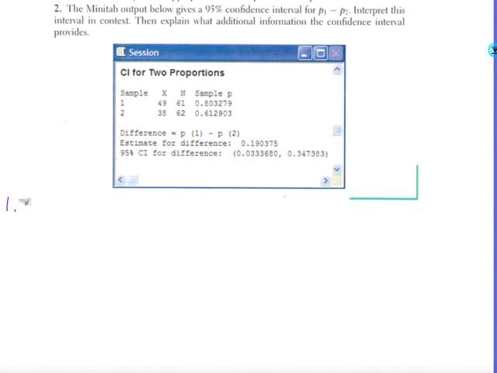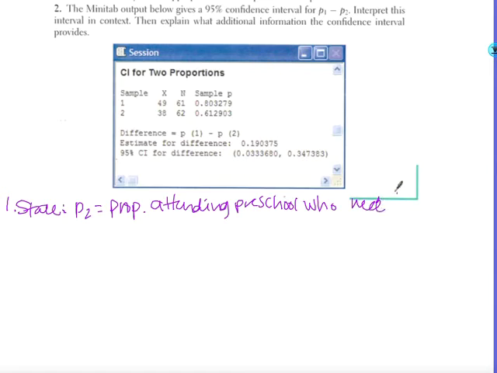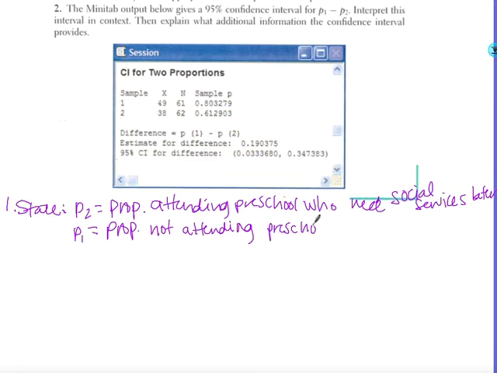So for number 1, we're going to state P2 is the proportion attending preschool who need social services later. P1 is the proportion not attending preschool who need social services later.